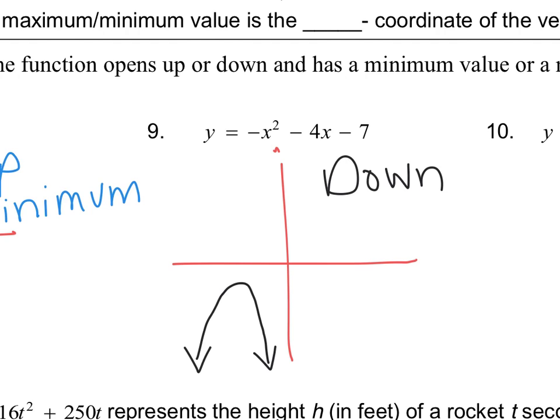And then I need to look at my vertex. So my vertex is the point where the graph changes direction. And if I look at this vertex on this graph, it's the very biggest number that my graph is going to have. It's at the very top of my graph. So that makes this a maximum.